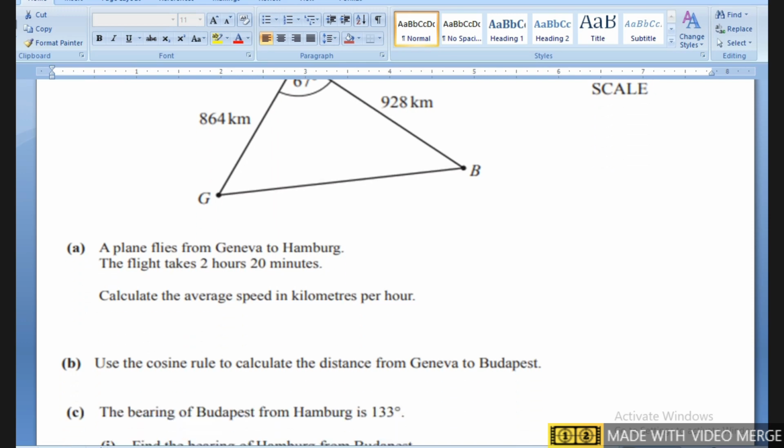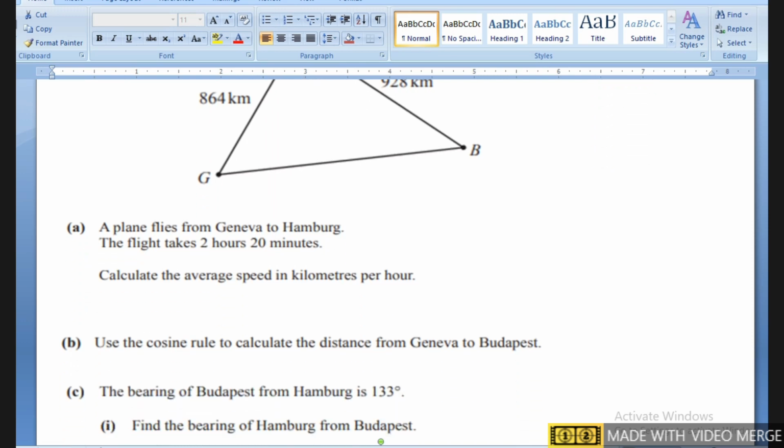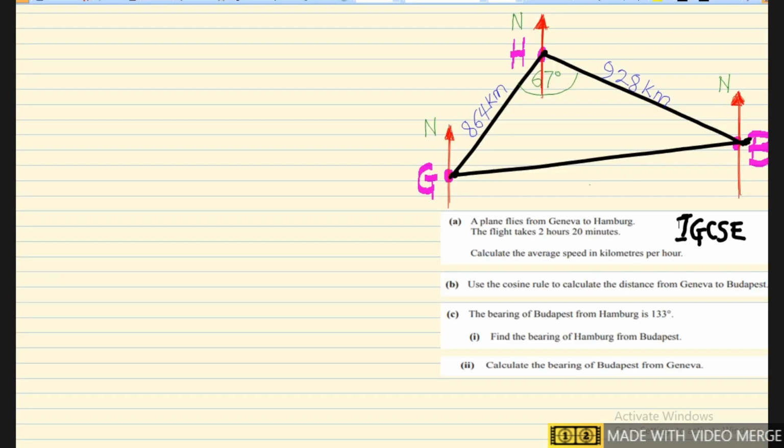We are also told to use the cosine rule to calculate the distance from Geneva to Budapest, the bearing of Budapest from Hamburg, and to find the bearing of Hamburg from Budapest. So let's see how we go about the solution. I have a diagram of it here already. Like I said, the first part is not a bearing question.